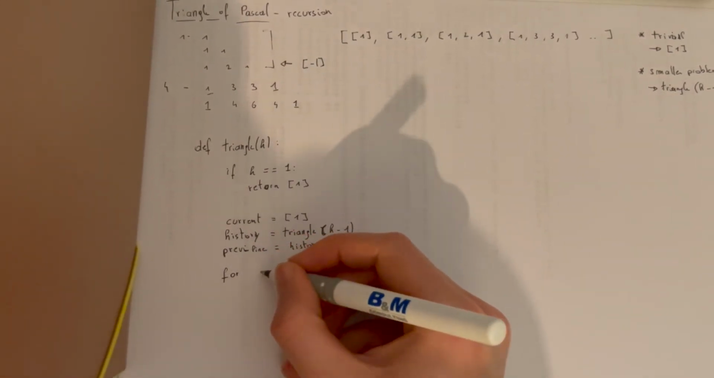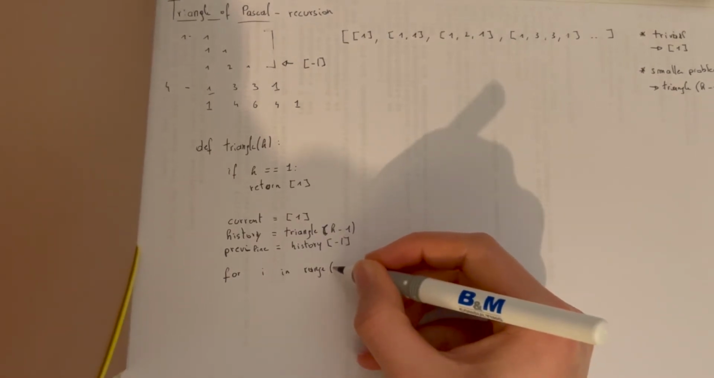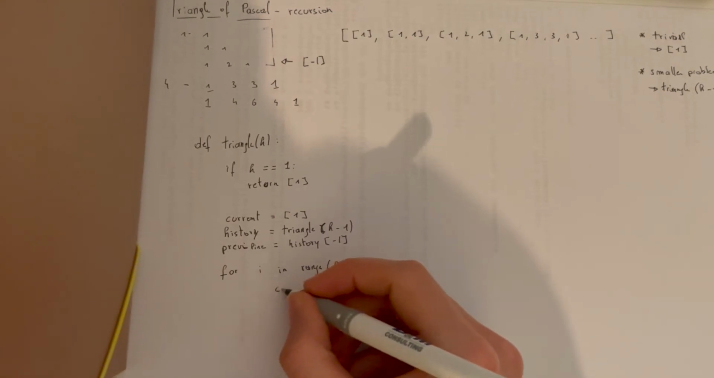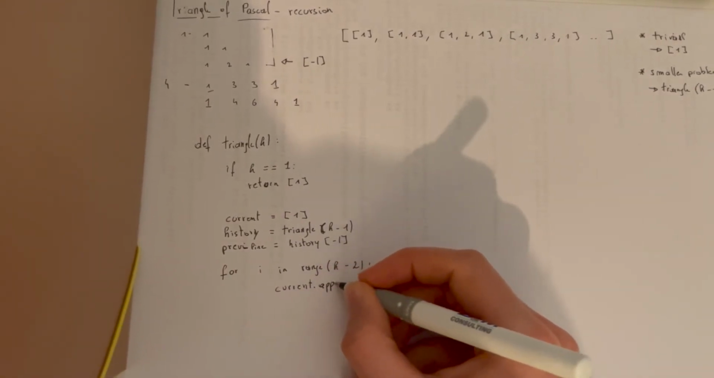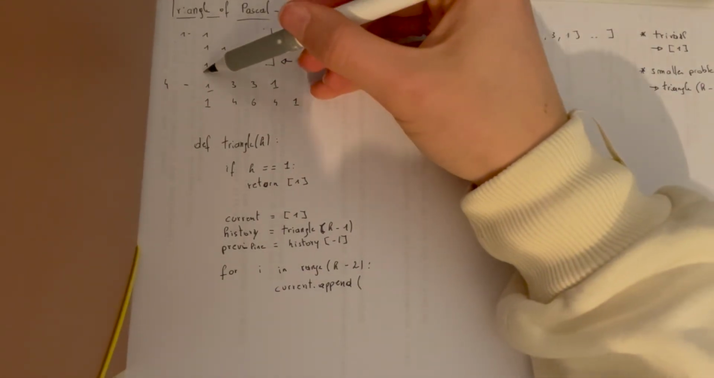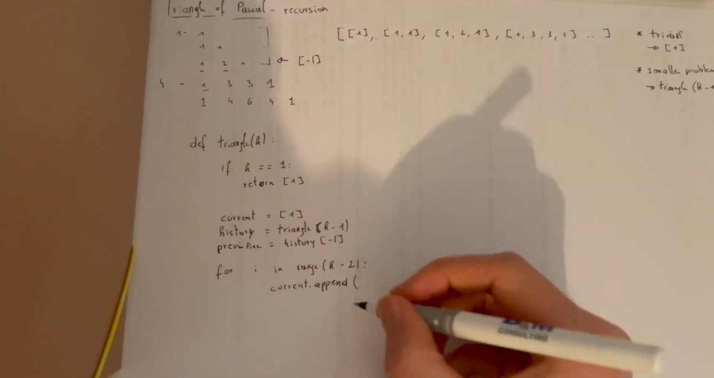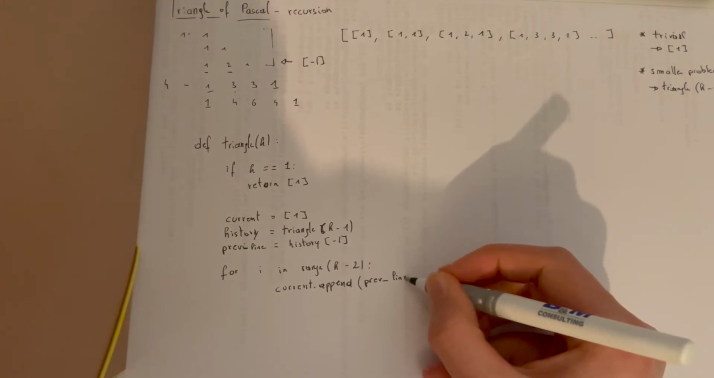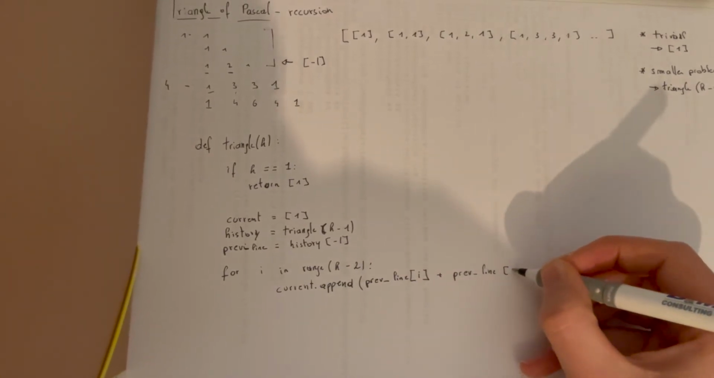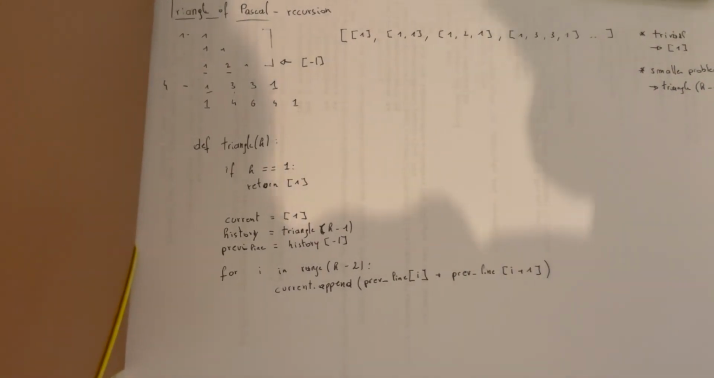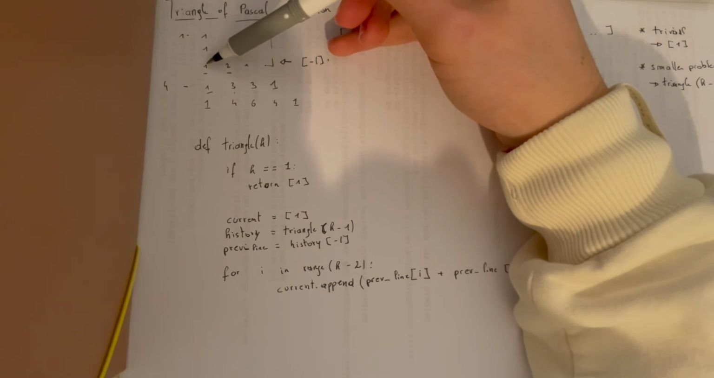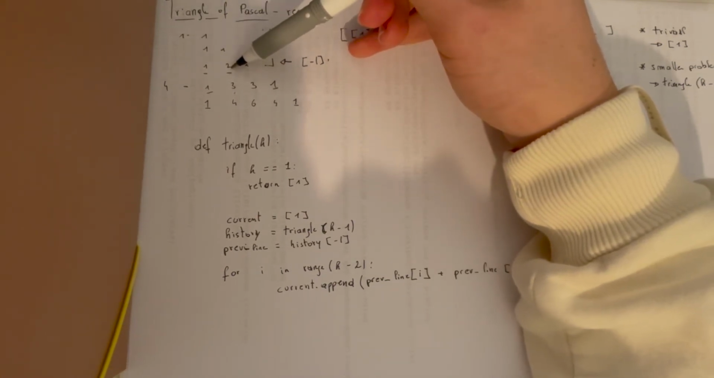Then for every i in the range of height minus 2, we are going to append the values to our current list. So which values are we going to append? Well, we are going to append 1 plus 2 is 3. So this previous line of i plus previous line of i plus 1. So what we really do here is going to our previous line, that's this one, and we're going to add up the number on index 0 and on index 1.